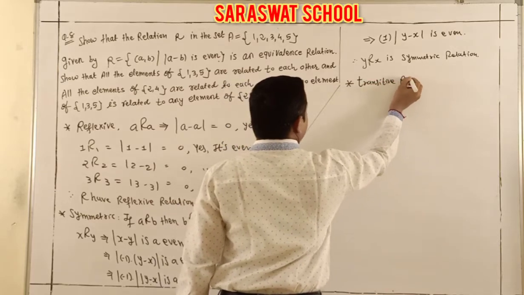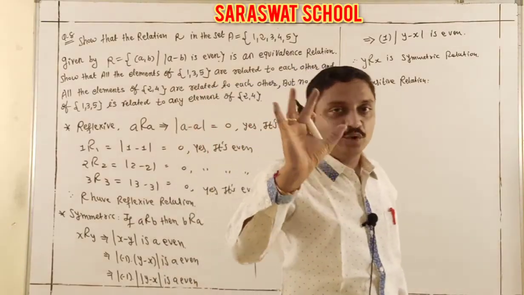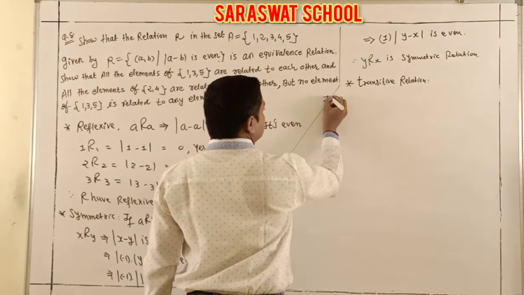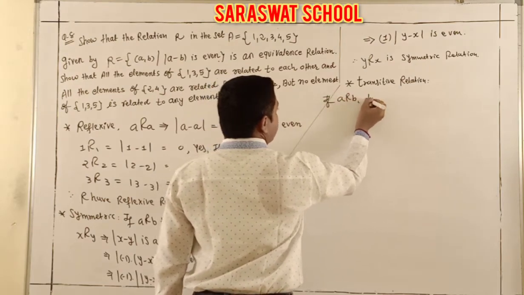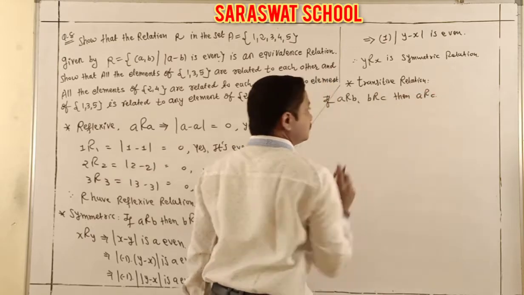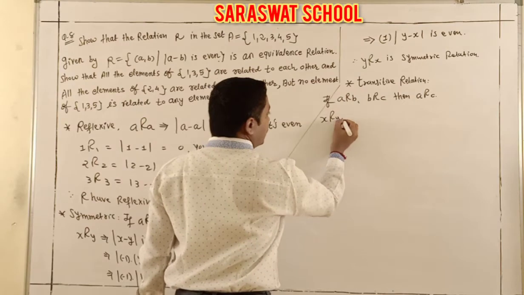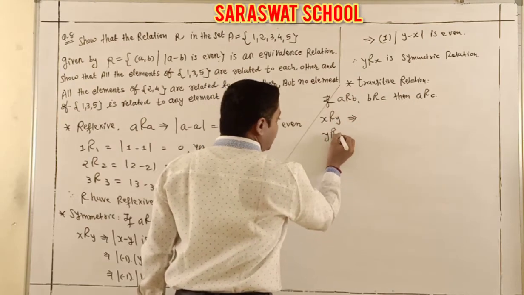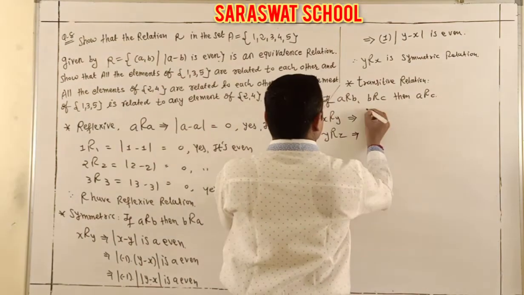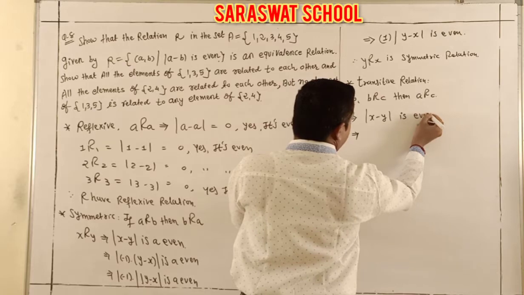Transitive relation. Students, here also the same as I explained. First of all, the rule. Yes, definitely the right rule: A relation B, B relation C, then A relation C. Here I speak in general. X relation Y, then after Y relation Z. So here the same explanation. X minus Y is even.